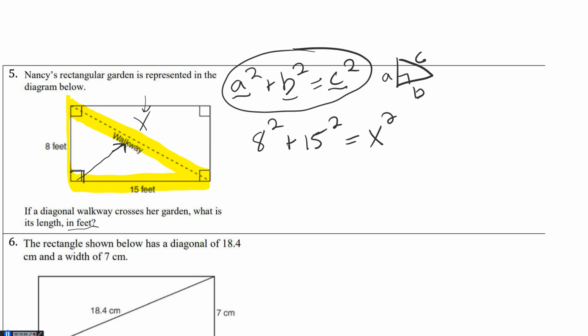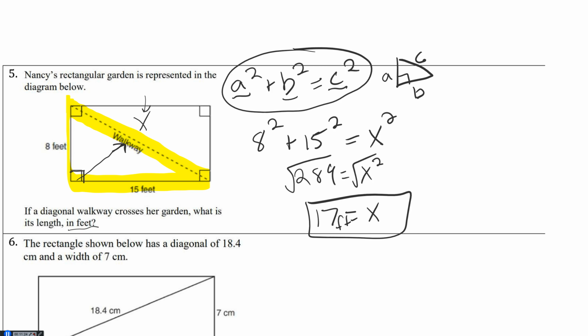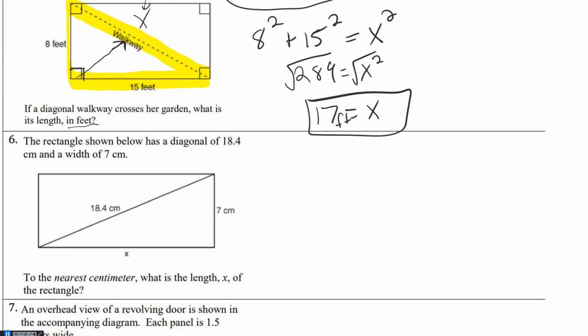So I set up my equation, 8 squared plus 15 squared equals x squared, and I solve from there. 8 squared plus 15 squared is 289, which equals x squared. I take the square root. Now sometimes we'll need to simplify this and put it in simplest radical form. But in this case, 289 is a perfect square. And we find that x is equal to 17 feet.